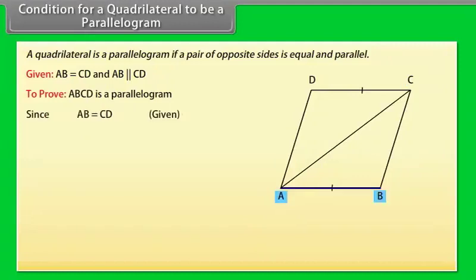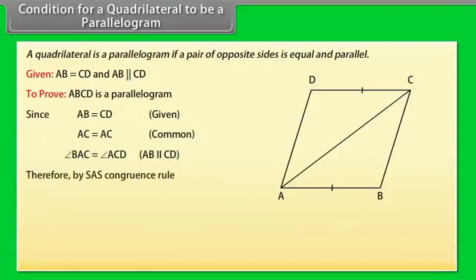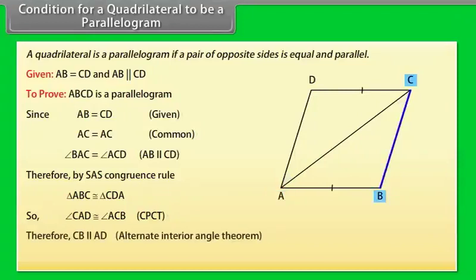Since AB is equal to CD, which is given, AC is equal to AC, which is common, and angle BAC is equal to angle ACD because AB is parallel to CD. Therefore, by the SAS congruence rule, triangle ABC is congruent to triangle CDA. So, angle CAD is equal to angle ACB by CPCT. Therefore, CB is parallel to AD. Hence, ABCD is a parallelogram.